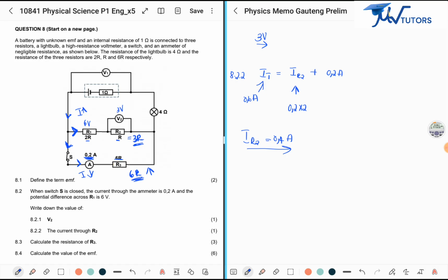But let's just go through the other questions and I'll see if I have time to go through the model. So 8.3, calculate the resistance of R3. I've written a whole lot here. So we've established that here we have 0.6 amperes. Over here we have 0.2 amperes going through here, 0.4 amperes. Here we have 6 V. So anyway, it's saying calculate the resistance of R3.